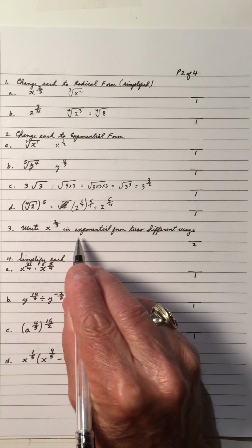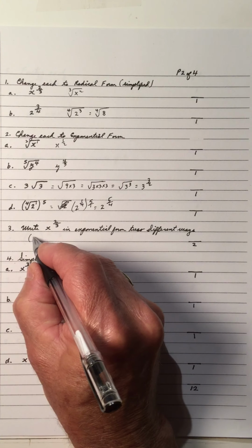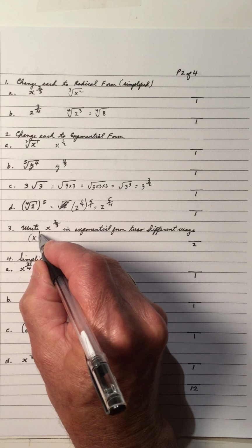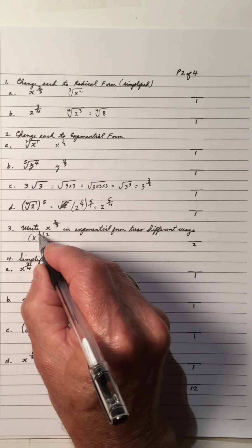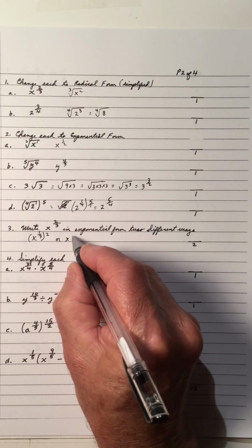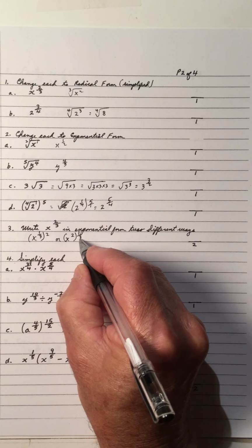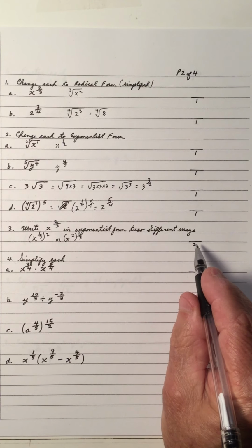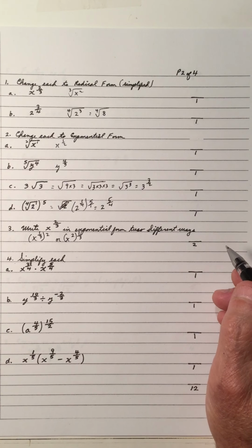And write x to 2/3 in exponential form 2 different ways. Well, one way is x to the 1/3 squared, because 2 times 1/3 is 2/3. Or you could have x squared raised to the 1/3 power. So if you have each of these, give yourself 2 marks. If you only have one, give yourself 1 mark.